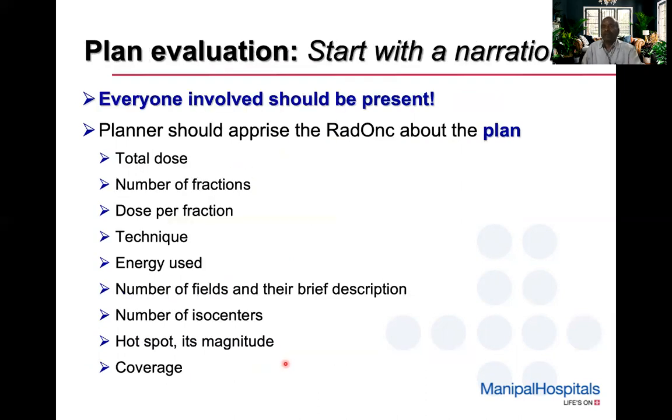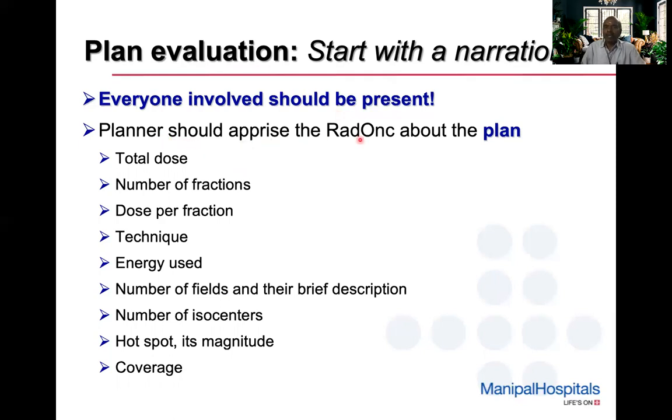Everything, have a check. And now coming to the plan evaluation, it starts with the narration of what has been done by the planner. So the planner has to tell the radiation oncologist. First of all, I personally prefer that everyone should be present at the time of plan evaluation. It's not that you do the plan and then send it across to a radiation oncologist sitting far away. So at the time of plan evaluation, everybody involved should be physically present to evaluate the plan.